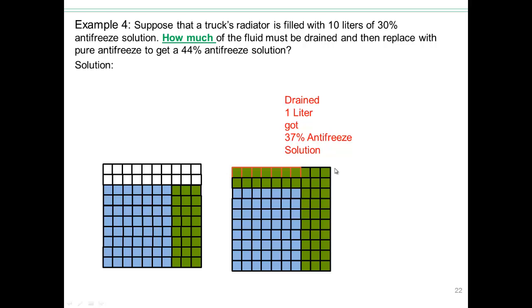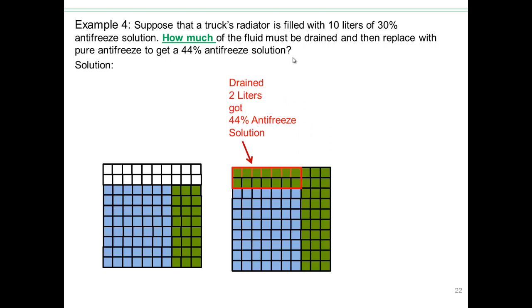So let's see that again. So we drained 1 liter, replaced with pure antifreeze. We got 1 liter pure antifreeze added, which just gave us 7 extra antifreeze percent. If you drain another liter, you got another 7 extra percent, which is a total of 44% antifreeze. And that's what we wanted, 44% antifreeze. So you have to drain 2 liters. All right, see if we can do this now using variables.